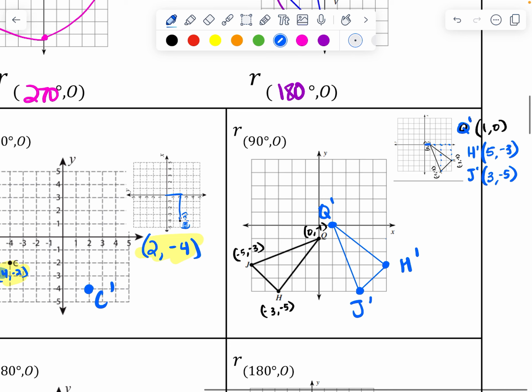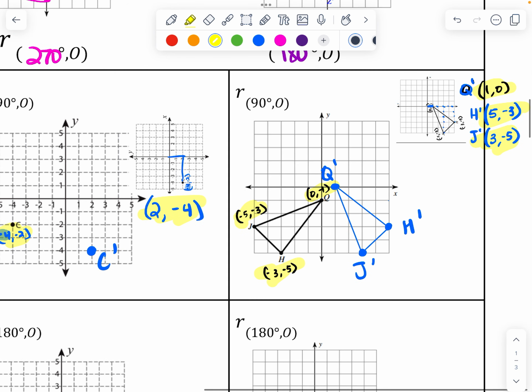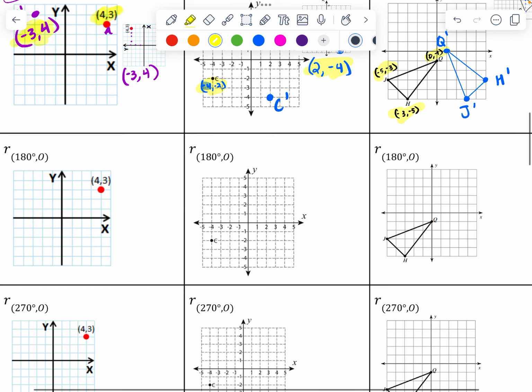Again, y'all, there is a pattern. I wonder if anybody can see it. 0, -1 becomes 1, 0. -5, -3 becomes 5, -3. Oh, shoot, that's J. J goes with -3, -5. And -3, -5 becomes 5, -3. So there is a relationship here, a shortcut, a pattern that you can use. I am a horrible memorizer. I don't memorize those rules.